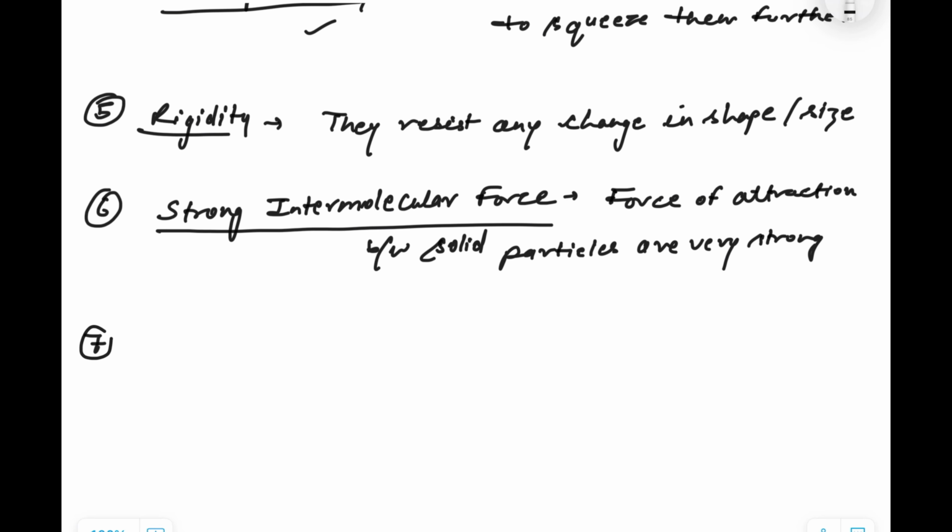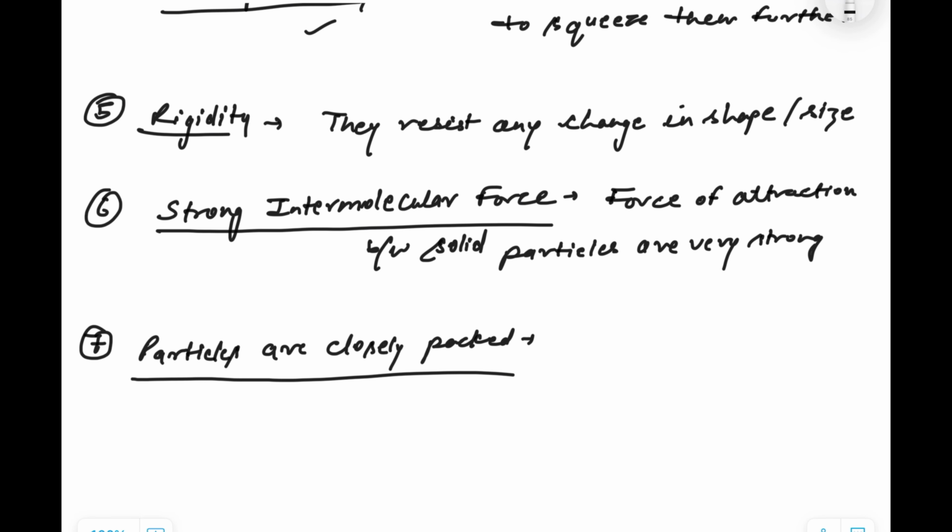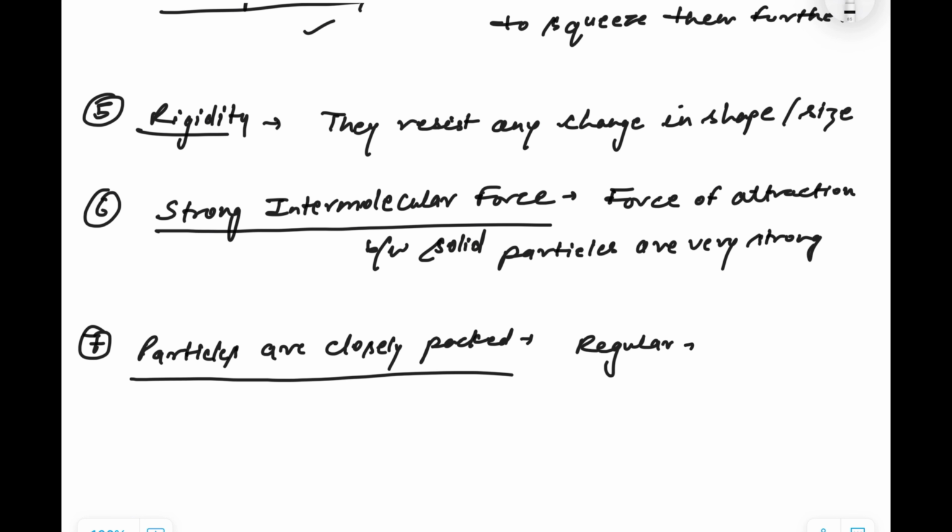The seventh property of solids is that their particles are closely packed. In solids, particles are arranged in a regular, orderly pattern or irregularly. The distance between particles is minimum, making them tightly bound. When particles are arranged in a regular fashion, it is known as crystalline form. And when they are arranged in an irregular pattern, it is known as amorphous.